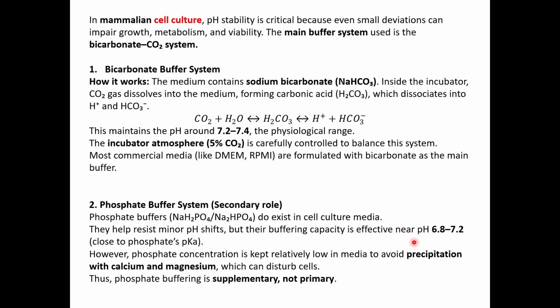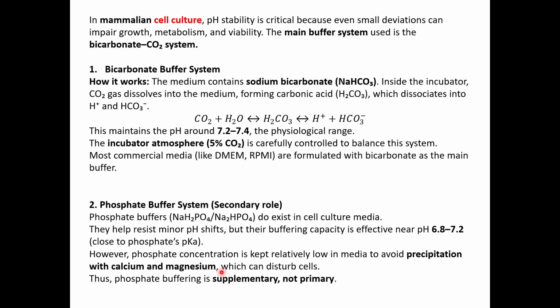The buffering capacity is effective for this between 6.8 to 7.2. So this is close to the phosphate's pKa. So this will not help you maintain the physiological pH of 7.2 to 7.4. So this will only be maintained by the bicarbonate and the carbon dioxide system. However, the phosphate concentration is kept relatively low in the media to avoid precipitation with calcium and magnesium.